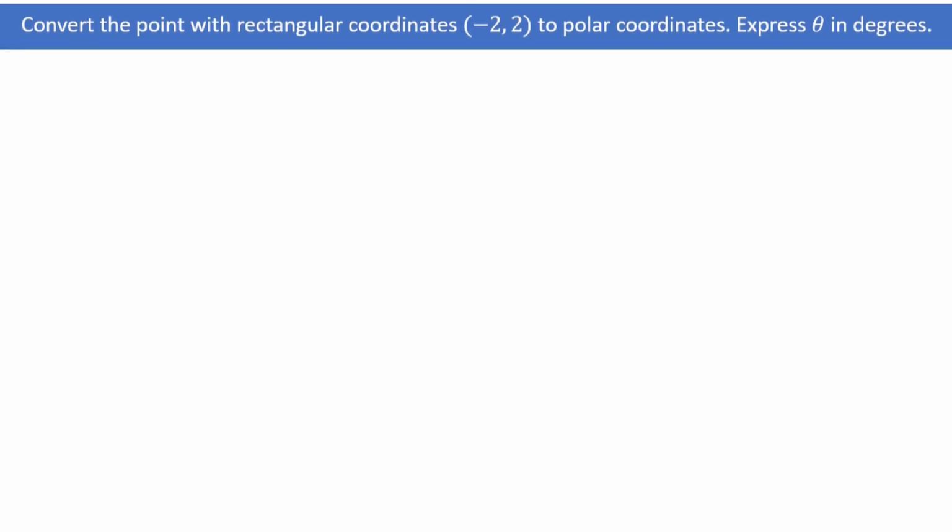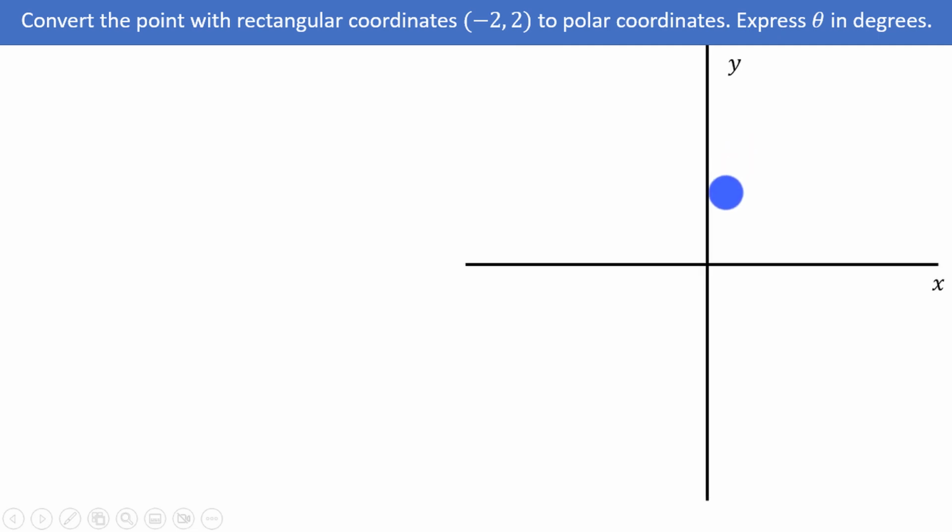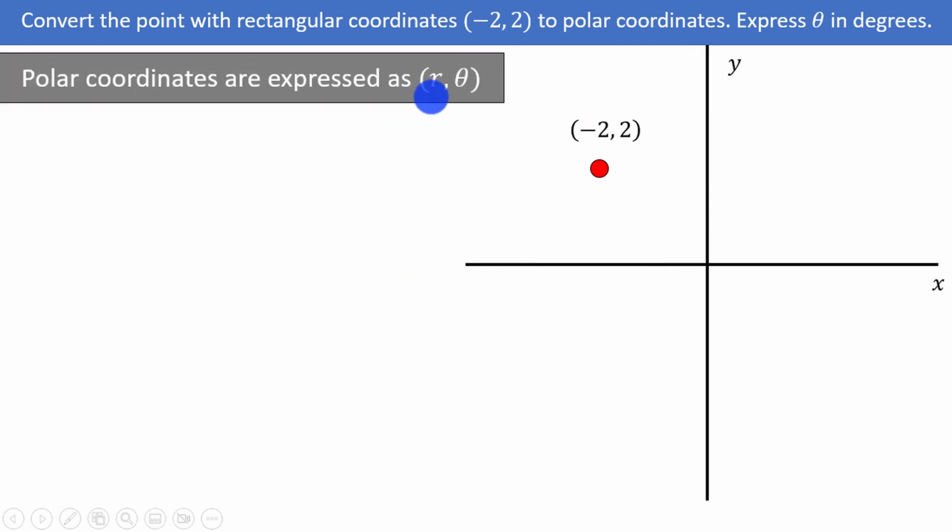Let's try another problem. We are asked to convert the point with rectangular coordinates -2, 2 to polar coordinates. Again, we are asked to express theta in degrees. Let's plot the point onto the graph. The point is -2, 2, which puts us in the second quadrant. Polar coordinates are expressed as r, theta. So we need to know what angle theta we need to travel along in order to reach this point, and how many units in that direction should we go.